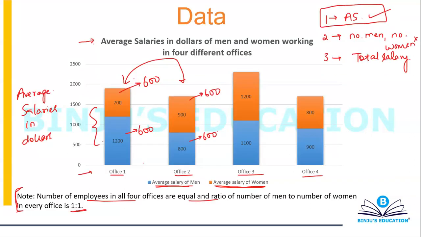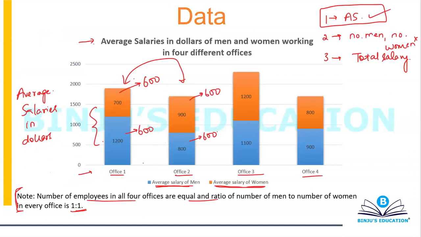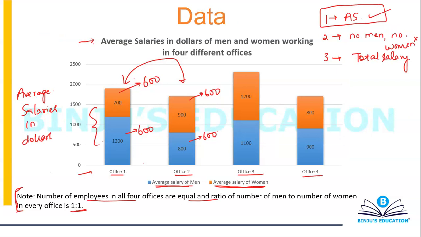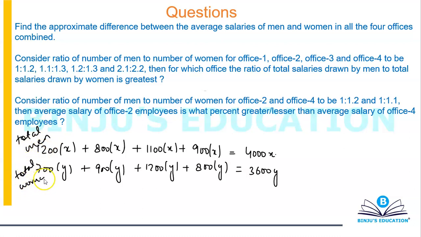Now for that of women, let's take the number of women to be y. So 700y plus 900y plus 1200 and 800. So this will become 2000 and this is 1600. So this will be 3600y. So this is the total salary of men in all the four offices. This is the total salary of women in all the four offices.